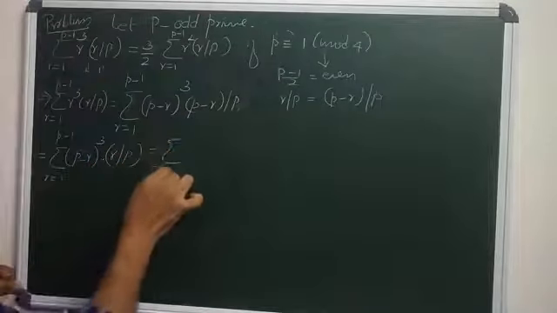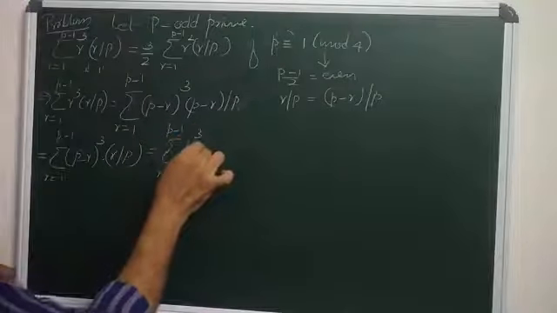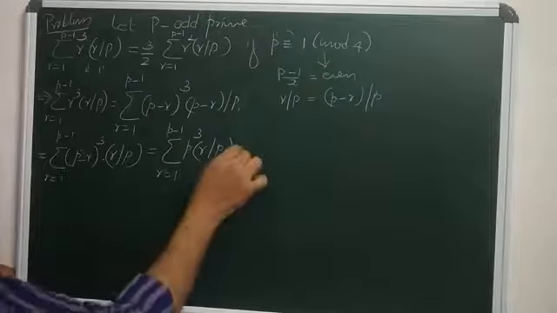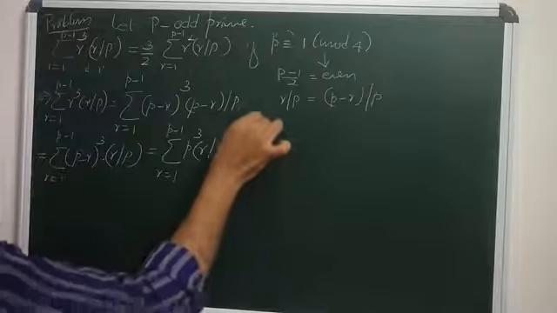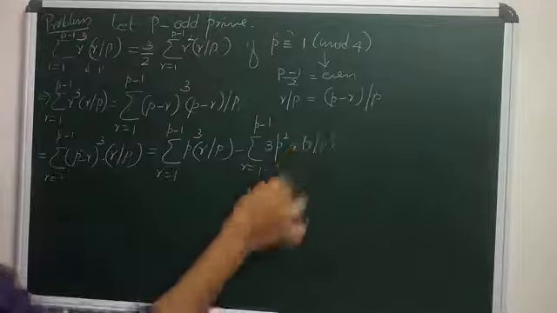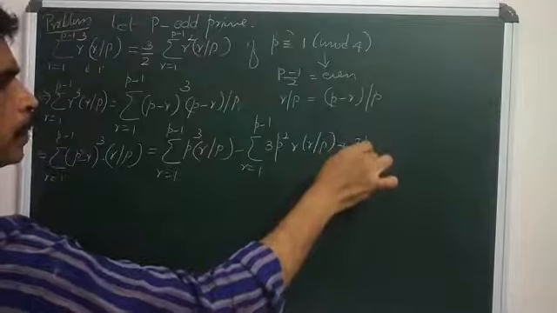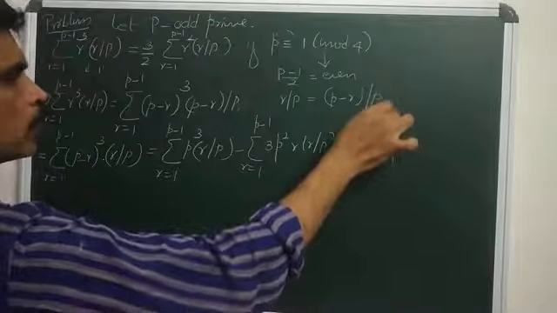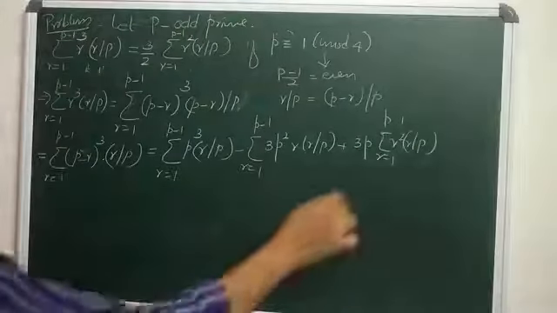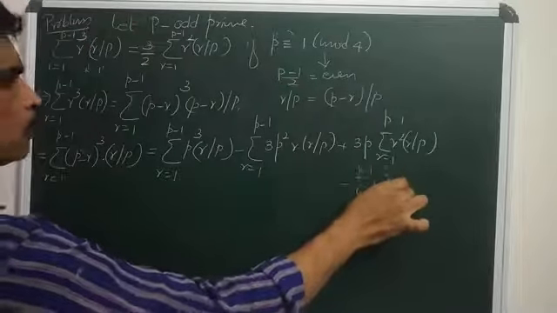That equals sigma R ranges from 1 to P minus 1. You can expand this one. So it is P cube into R by P, minus sigma R ranges from 1 to P minus 1 of 3 P square R into R by P, plus 3 P into sigma R ranges from 1 to P minus 1 of R square into R by P, minus sigma R ranges from 1 to P minus 1 of R cube into R by P.